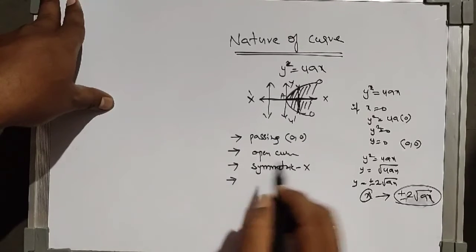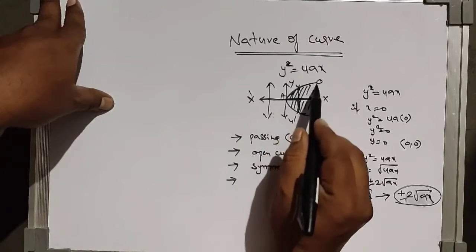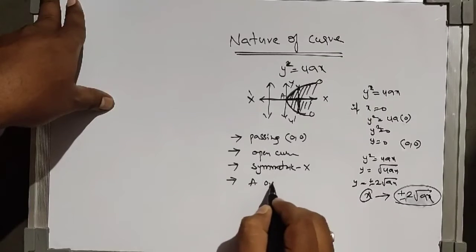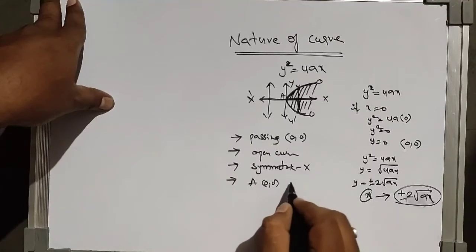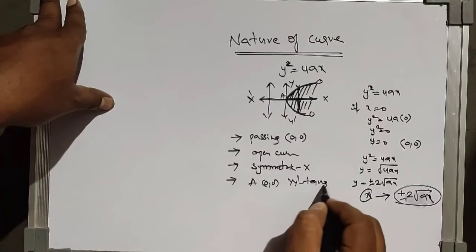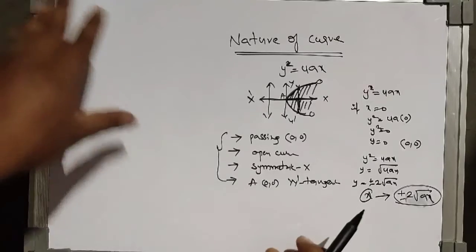Next, if you observe here, the y-axis is the tangent to this curve at the point A. So at 0 comma 0, or A, the y-axis, y dash, becomes the tangent to this curve. These are the main key points we can understand from this figure.